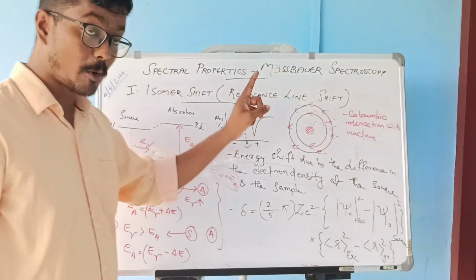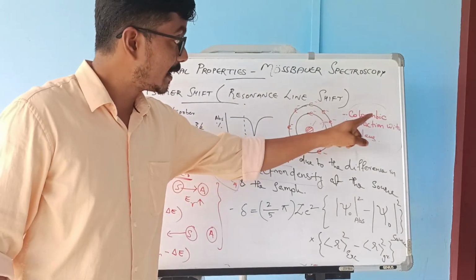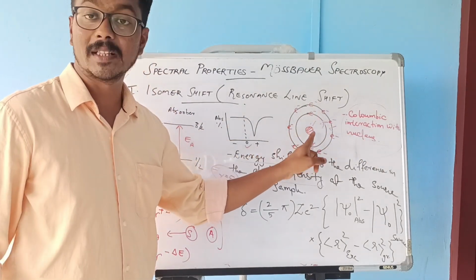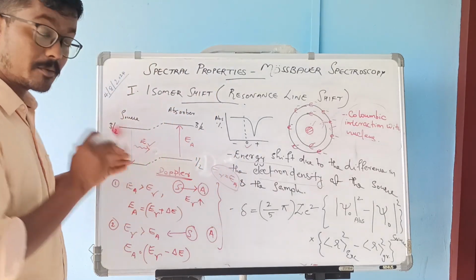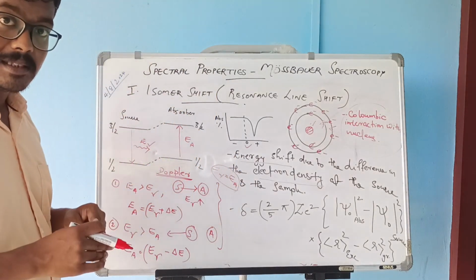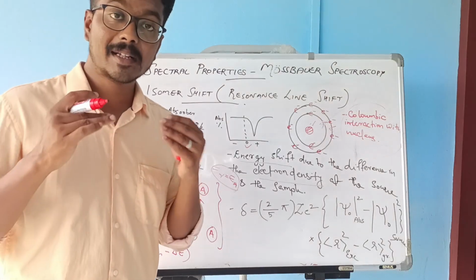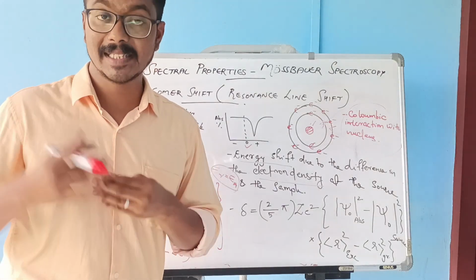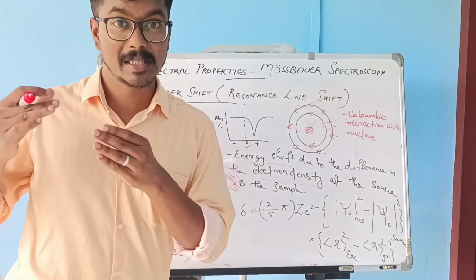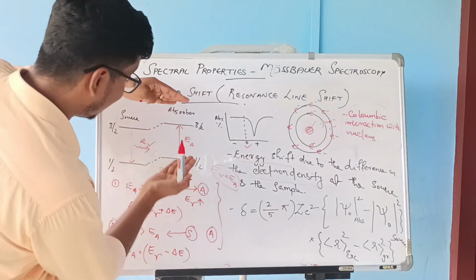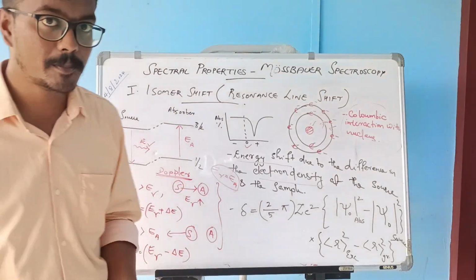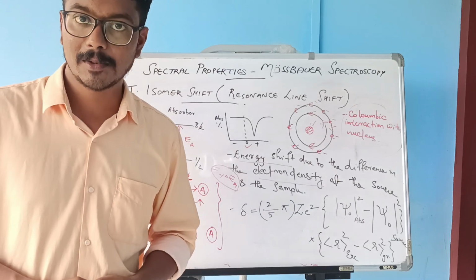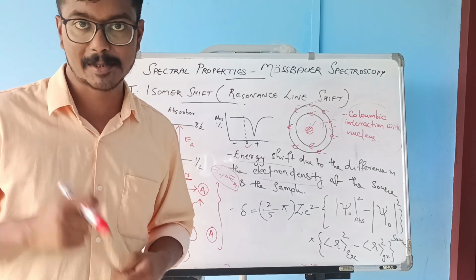And why? Because of the Coulombic interaction of the electrons with the nucleus. Okay, this is the concept. And what is going to happen? In that case, the energy of the gamma radiation emitted by the source does not match the energy gap of the absorber. So in that case, we will not get a spectrum. So what are we going to do? We have to get that spectrum, right?